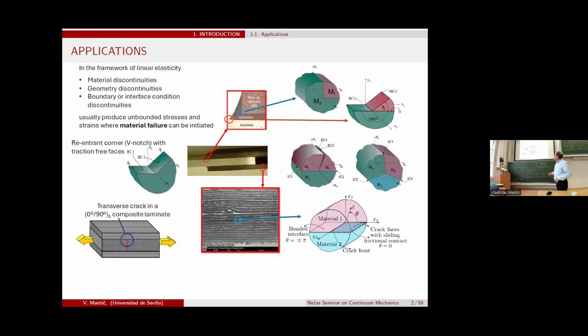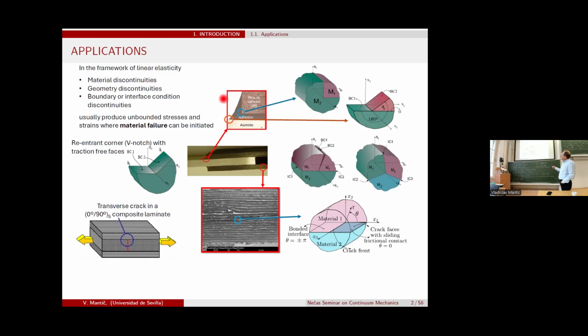So, in the framework of linear elasticity, if we have material discontinuities, geometry discontinuities, or boundary and interface condition discontinuities, we can observe unbounded stresses or strains, and in these points or regions material fracture can be initiated. For example, we have this very basic example of a reentrant corner, also called a V-notch, where we have traction-free faces. At this point we have infinite stress in the framework of linear elasticity.